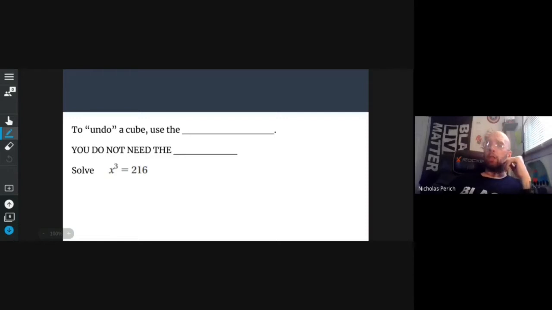To undo the cube, use the square root. Cube root, just kidding. To undo a cube, use the cube root. Remember, to undo a squared, use a square root. So to undo a cube, use a cube root. What you do not need is the positive or negative symbol. That's right. You do not need the positive or negative symbol with cubes.